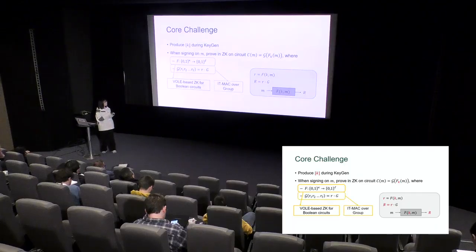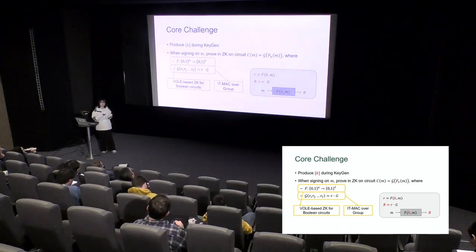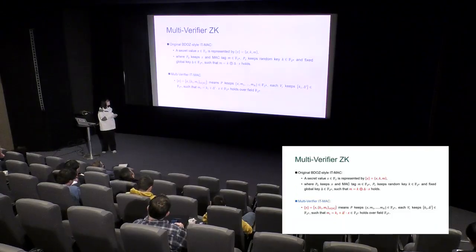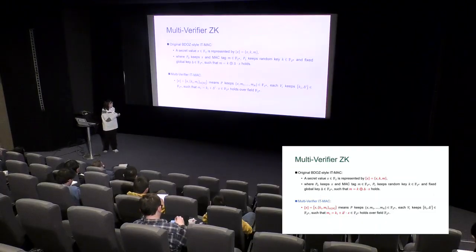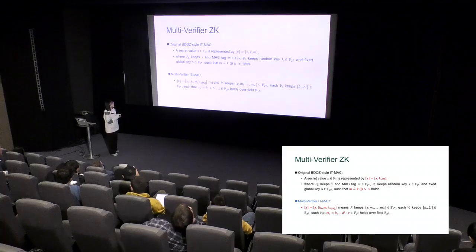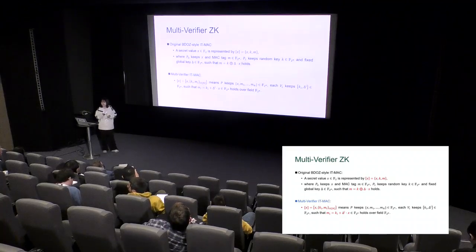And as for the second part, we design an information theoretical MAC over the group that is compatible with the exponentiation or the elliptic curve operation. Firstly, we extend the information theoretical MAC to the multi-verifier setting, which means the prover, who knows the secret value x, will construct a pair of MACs with each verifier. The difference from the pairwise MAC is that the prover needs to keep the same x value.